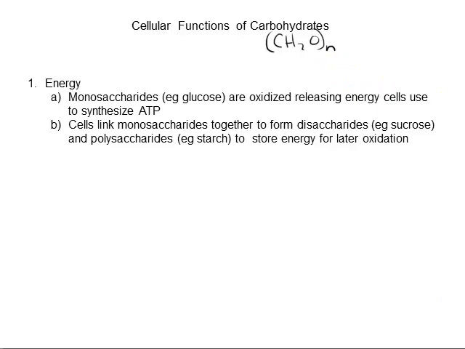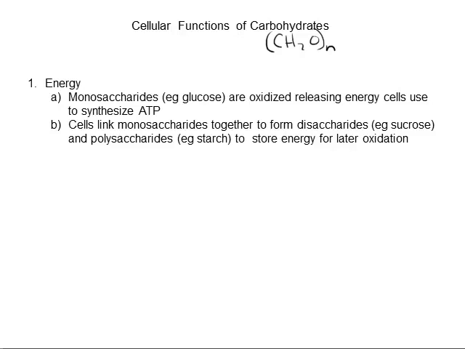and you'd be right. Simple sugars or monosaccharides, mono meaning one, saccharide meaning sugar, are a major source of cellular energy. Monosaccharides like glucose are oxidized through controlled chemical reactions, releasing energy that the cell can then capture and use to synthesize ATP. But if energy is in excess, cells don't have to immediately use it up. They can store it for later use, and they do this by linking individual monosaccharides together to form larger molecules.